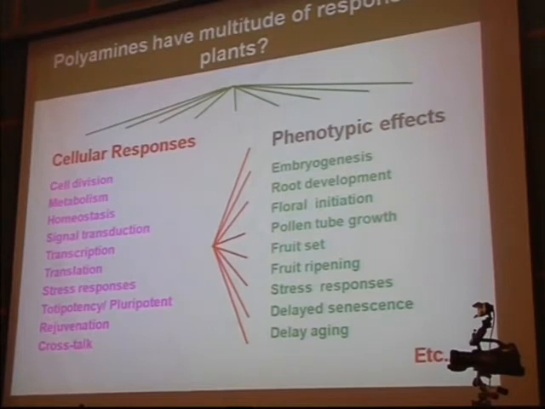These are the responses of polyamine in plants. There is a multitude of responses: it is involved in cell division, metabolism, homeostasis, signal transduction, transcription, translation, stress response, totipotency, rejuvenation, crosstalk. I do not know which plays a role in what, but there are so many different phenotypic effects of polyamines. It is involved in embryogenesis, root development, flower initiation, pollen tube growth, and the list goes on and on.